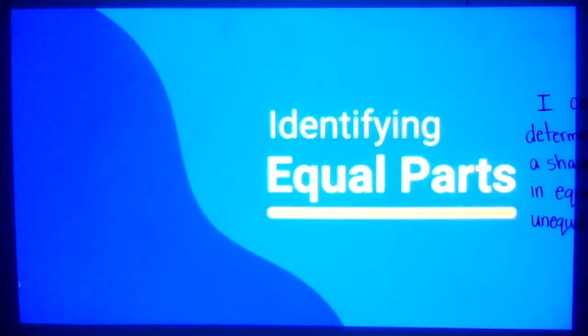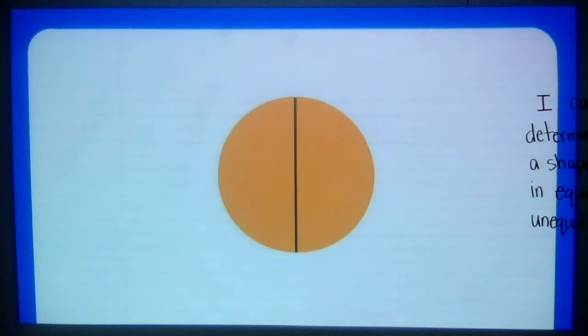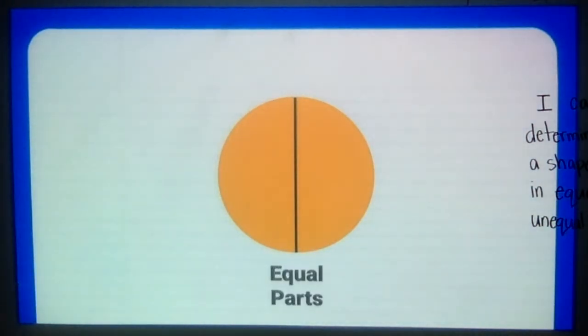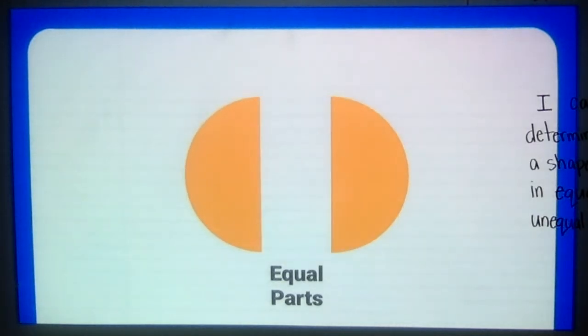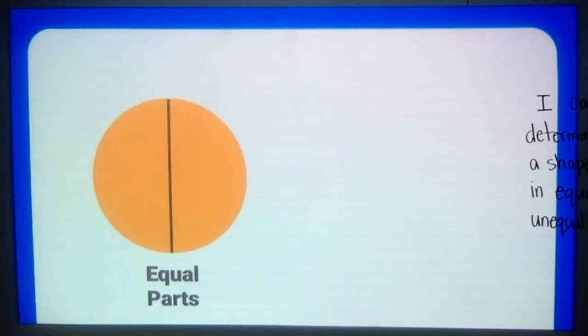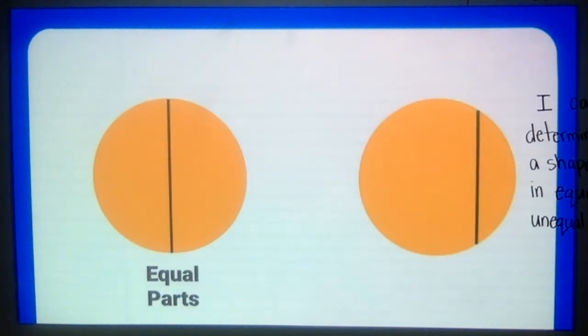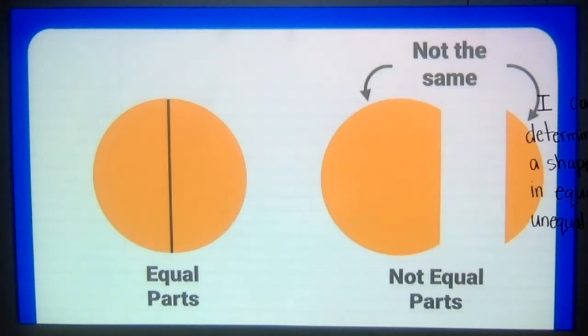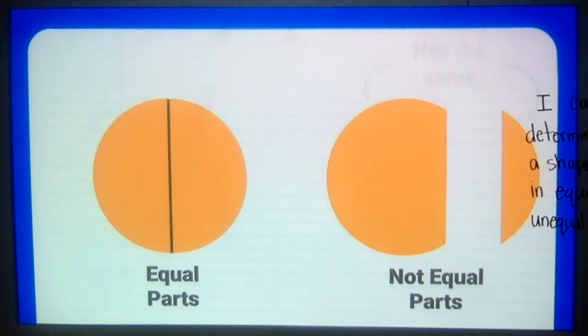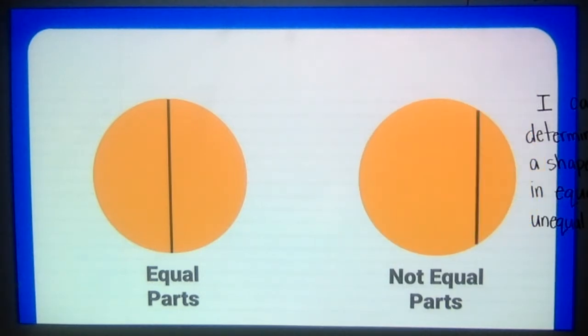Today we are learning how to identify equal parts. When we look at this circle, we can see it's been split into equal parts. We say the parts are equal because we can see that each piece is the same size. By contrast, let's take a look at this circle, which is not split into equal parts. We can see that the two pieces are not the same size, meaning they're not equal parts of the circle.